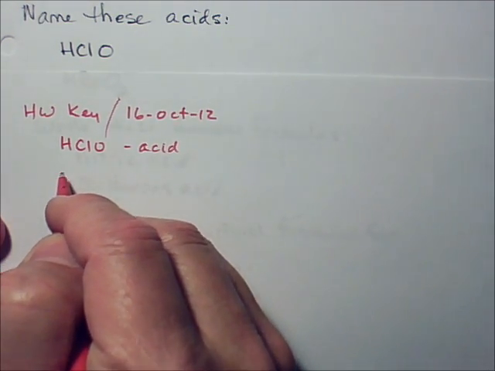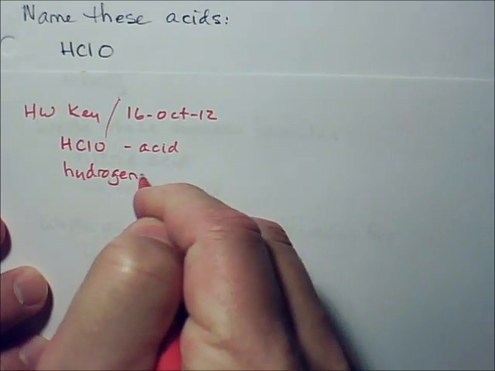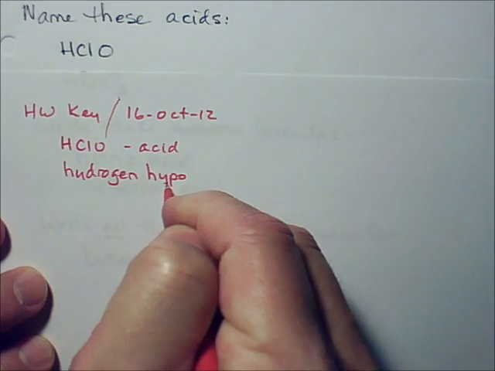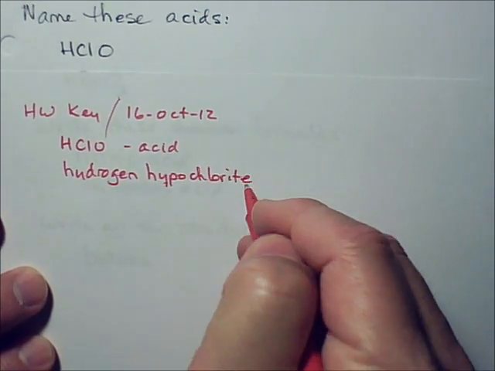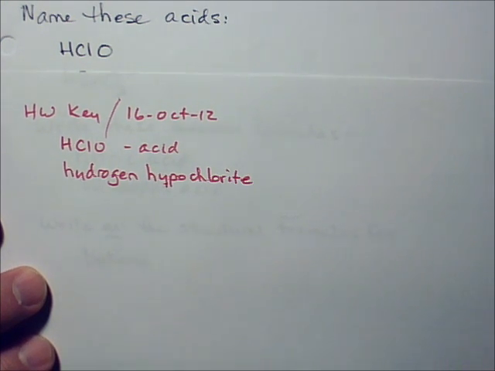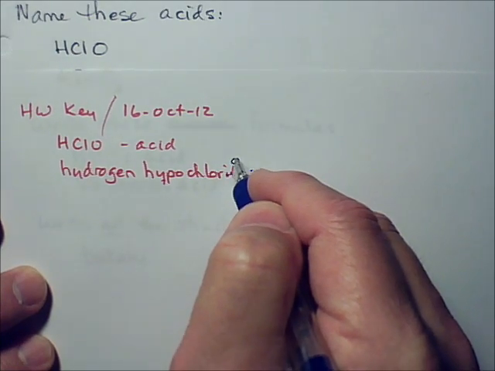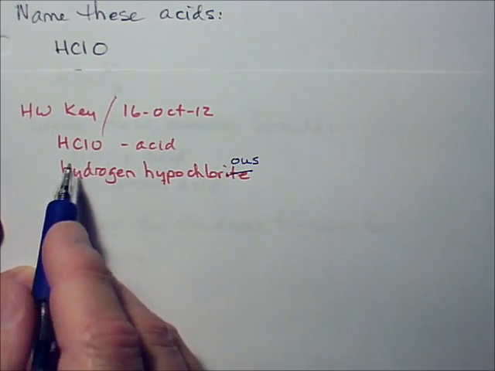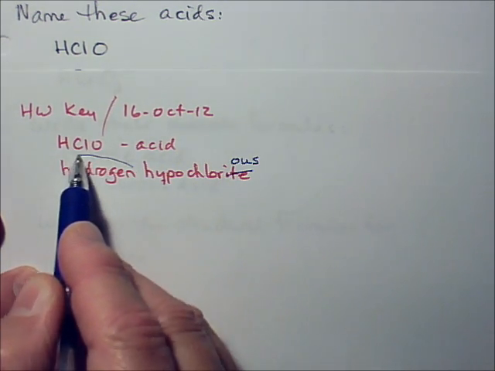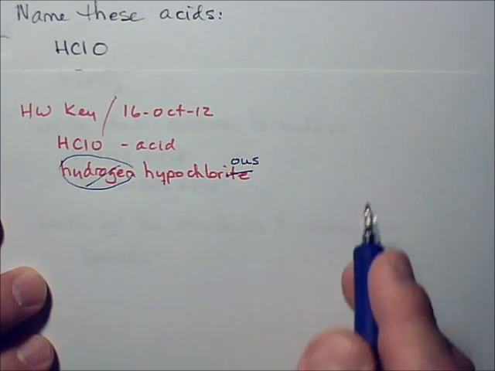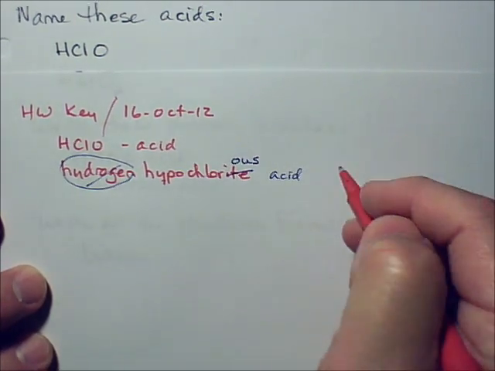So in ionic compound form, this is hydrogen hypochlorite. When we have an acid name with an "ite" ending, we're going to change that to OUS. When we have an acid with a polyatomic ion, we're going to drop the word hydrogen off the front entirely. So this becomes hypochlorous acid.